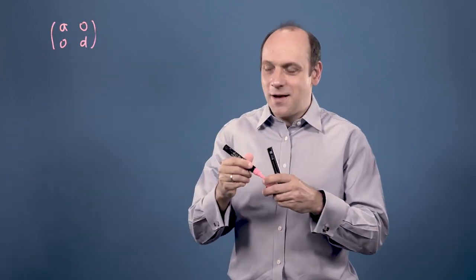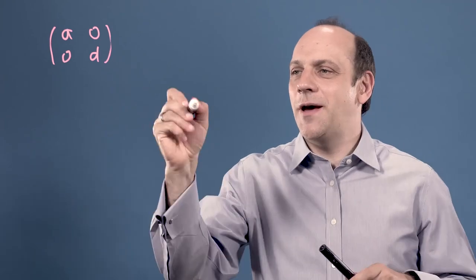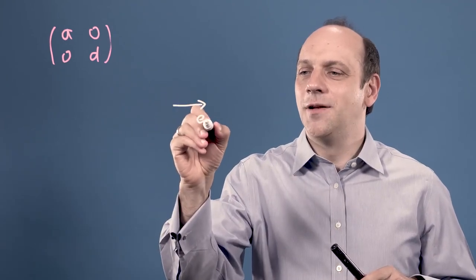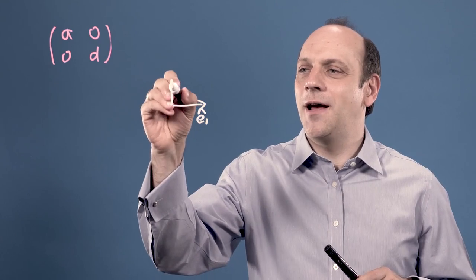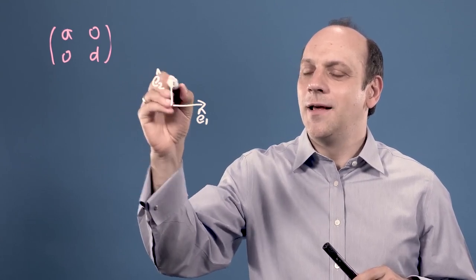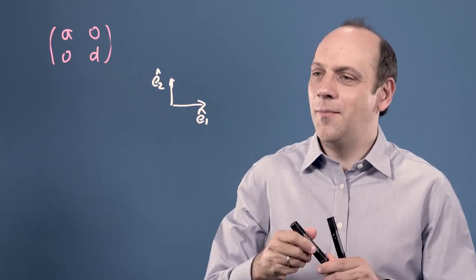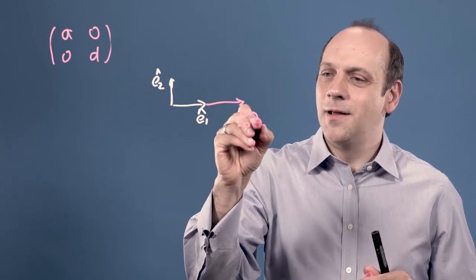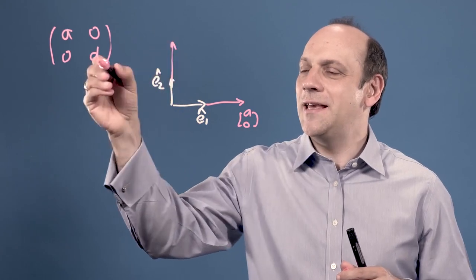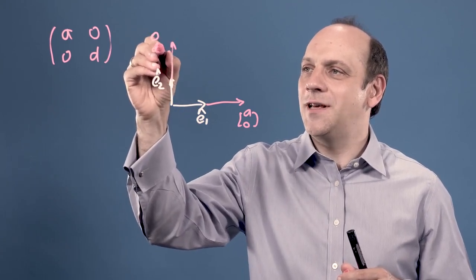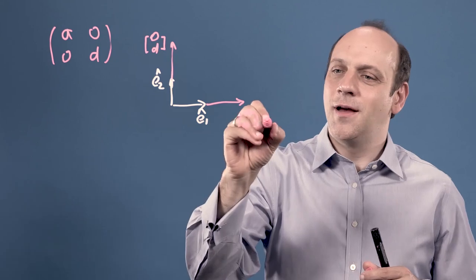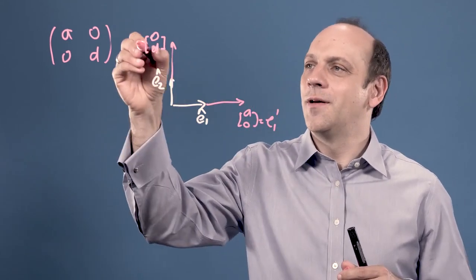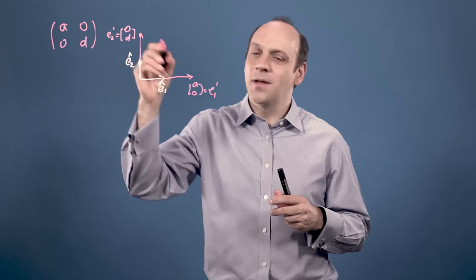What this matrix does is it scales space. So if we have our original basis vectors, e1 hat and e2 hat, it scales them out by a factor of A in this direction to (A, 0), and by a factor of D in this direction to (0, D). And we call those e1 prime and e2 prime.